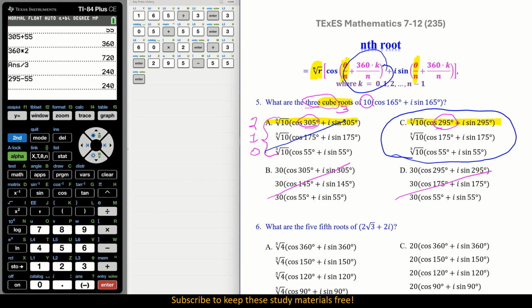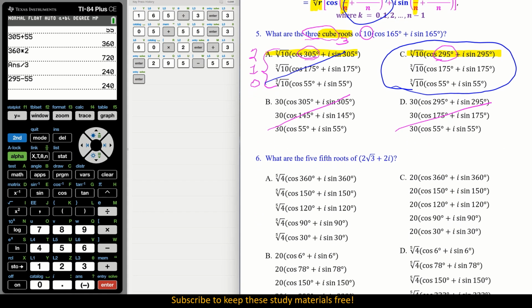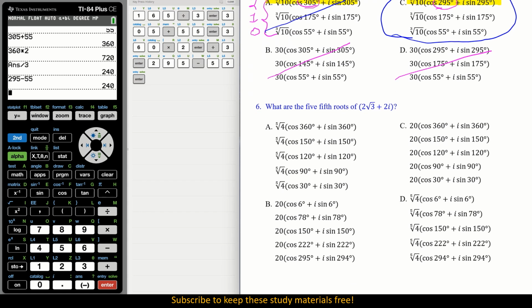Now, there's more to this nth root formula. If you aren't familiar with it, please go make yourself familiar with it. Okay? All right, let's move to number 6. This is a little different, but our calculator is really going to help out. It says, what are the 5 fifth roots of 2 square root of 3 plus 2i?